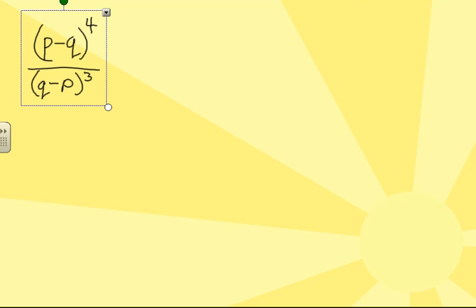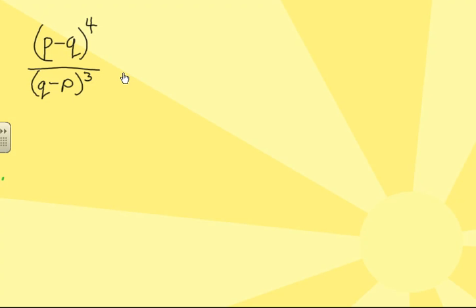Here's another example. P minus Q to the power of 4 over Q minus P to the power of 3. Once again, we have the opposites of each other. So with our mathematical magic, we can change them or one of them around. But this power of 4, or this power of 3, changes things around. So I'm going to change both around, even though you'd only have to do one of them.